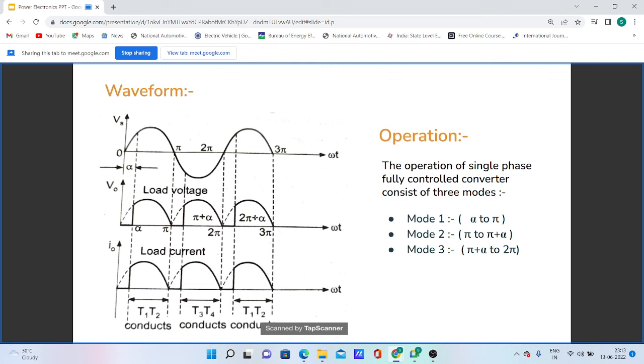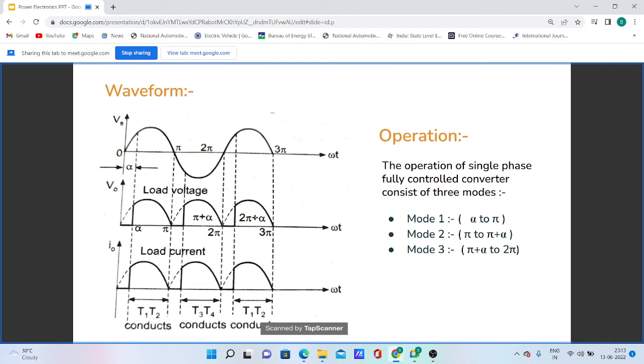The current flows from point L through thyristor T1, through load resistance, through T2 to point N. The load current is positive and has the same shape as the AC mains input voltage. The load voltage and load current are in phase. At omega t equals pi instant, the supply voltage goes through 0. The conducting SCRs T1 and T2 are turned off due to natural commutation. At this instant, both the load voltage and load current are 0.